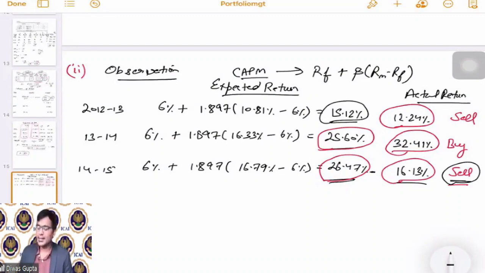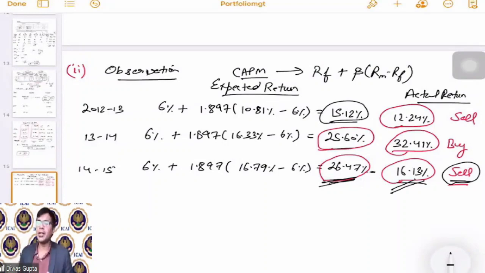This is just the expected return, this is what I expected and this is what I am actually getting. As far as my expectations are met, I will continue to hold it. If I am getting more than expectation, then I will go and buy it, correct? But if I am getting lower than the expectation, then I will sell it.